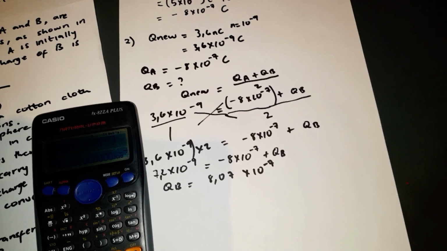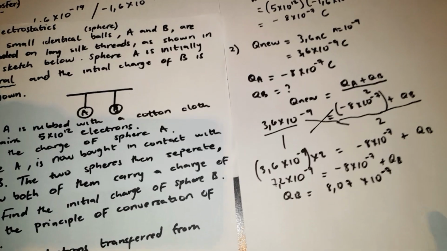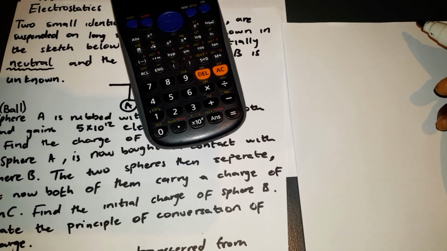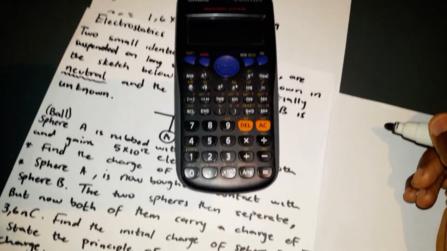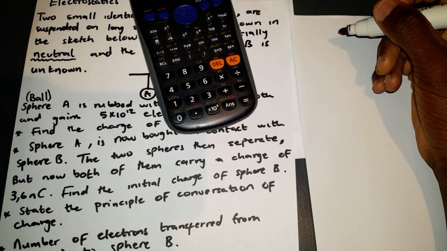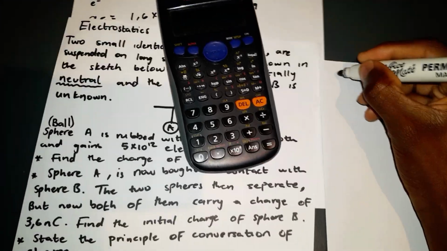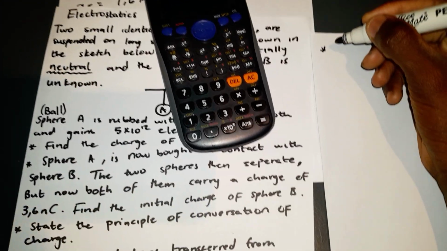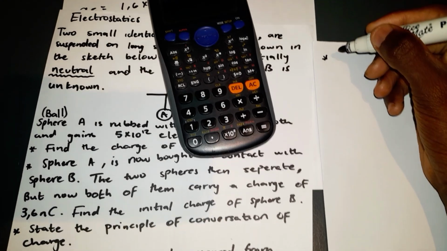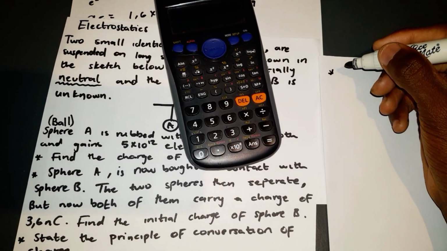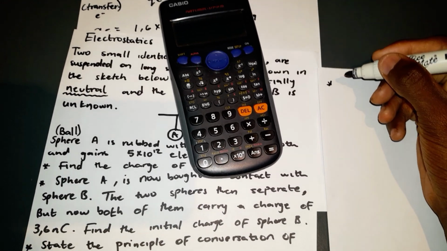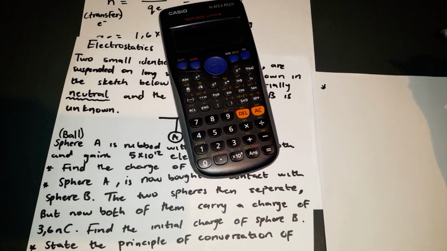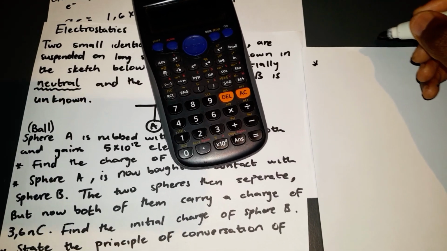So now let's tackle the next question. It says, state the principle of conservation of charge. What is the principle of conservation of charge? It states that the net charge in an isolated system remains preserved or is constant during a chemical process. So yeah, let me just write it down.